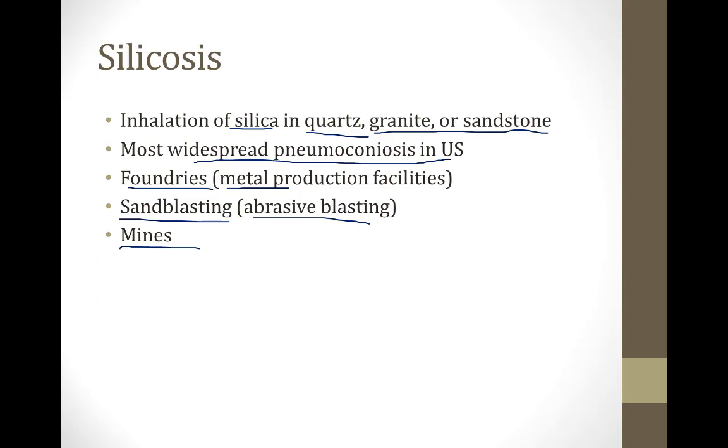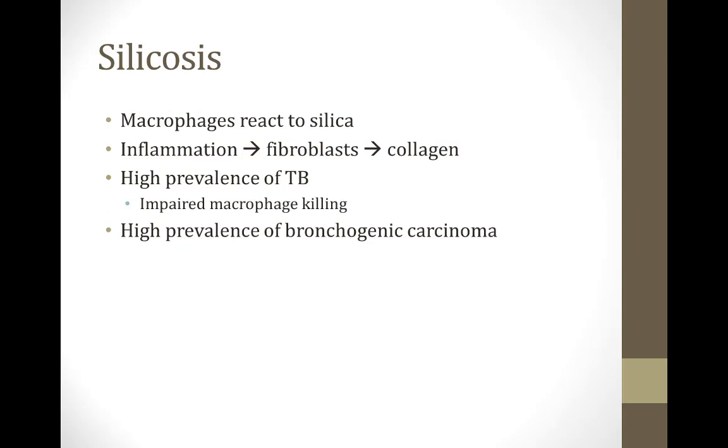When people were laying down railroads across the United States in the 1800s and 1900s, a lot of workers got sick from silicosis from working inside those mines. Some high-yield things to know about silicosis, especially for Step 1, are that macrophages are the cells that react to the silica. This leads to inflammation, it draws in fibroblasts, and collagen gets laid down, and this is what leads to the restrictive lung disease.